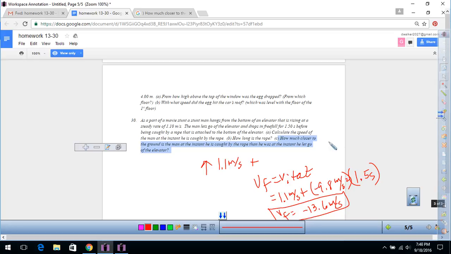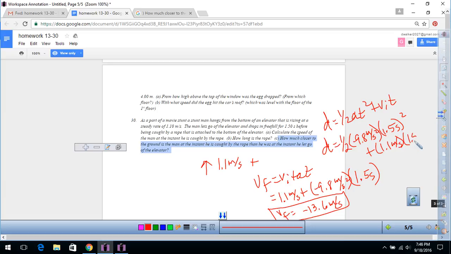Alright, then how long is the rope? So I said, well, D is equal to 1/2 AT squared plus VIT. So A is going to be my negative 9.8. T is going to be my 1.5. My VI is my 1.1 times my 1.5. So I solved for that and did the math.